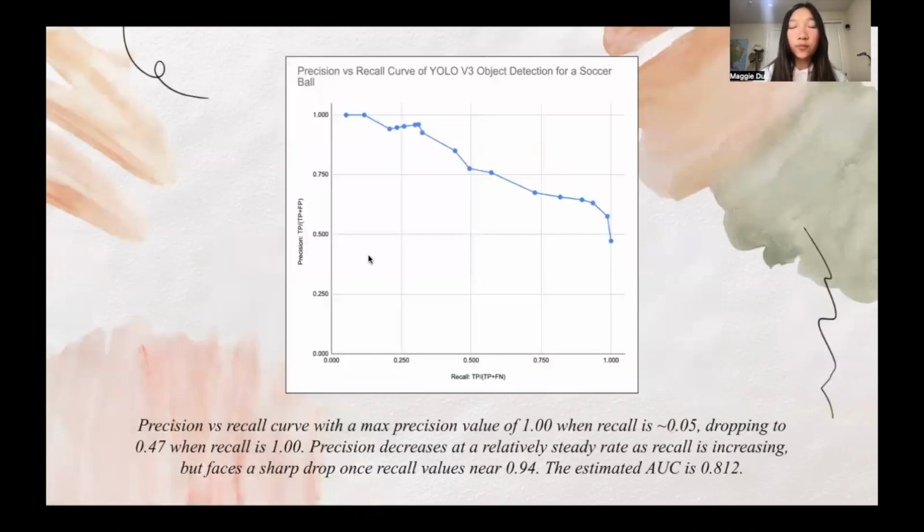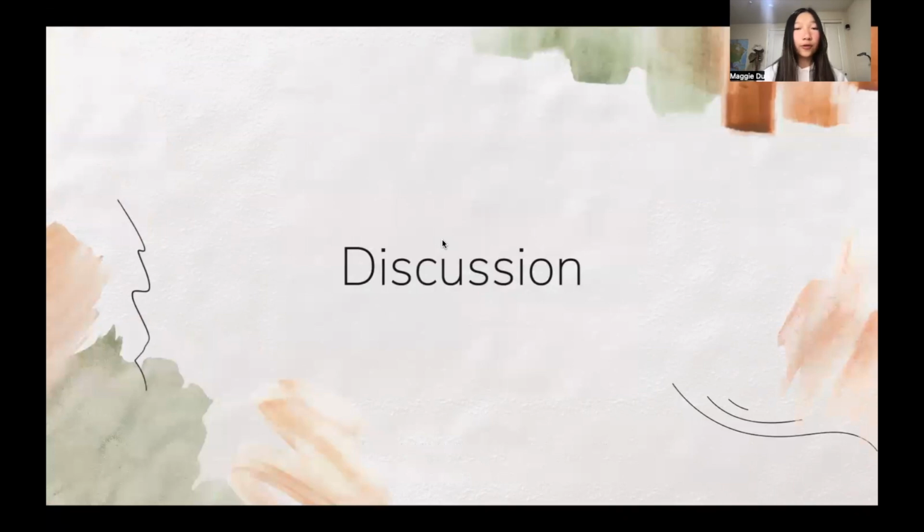Now looking at our final precision versus recall curve, we can see that as recall increases, precision decreases. And this makes sense because the more we capture, the greater the probability is of one of those objects being not the one that we want. But as you can see, the estimated area under the curve of this precision recall curve is 0.812, which is very close to the maximum of 1, meaning that our YOLO v3 algorithm is actually very efficient and accurate in identifying whether or not there is a soccer ball in the image.